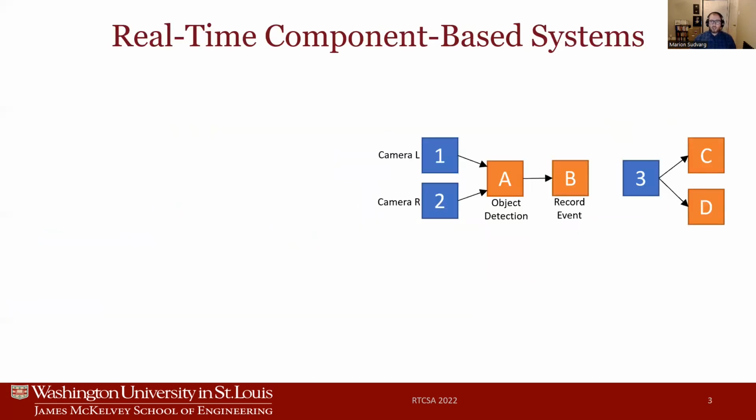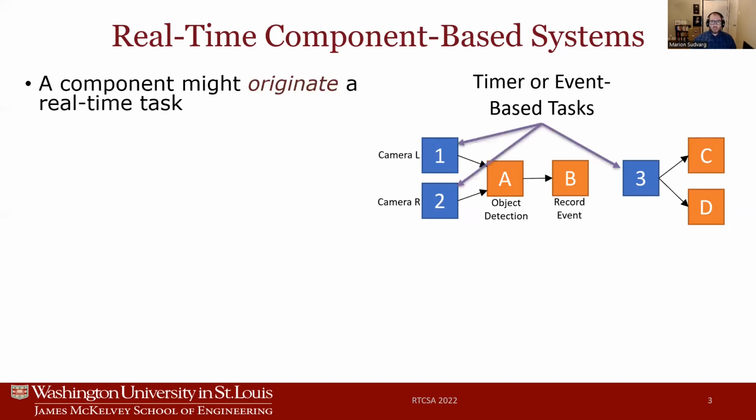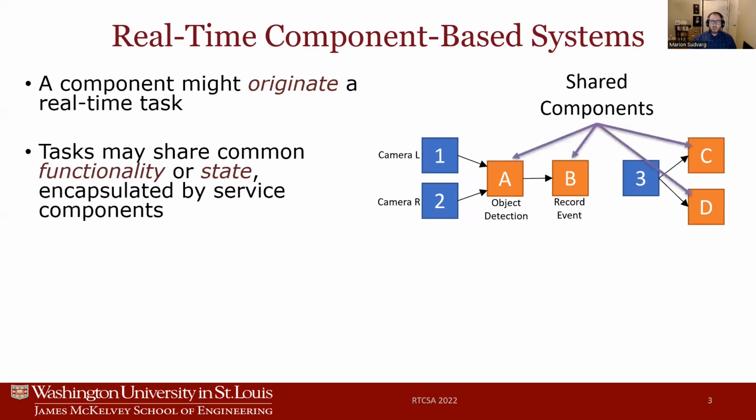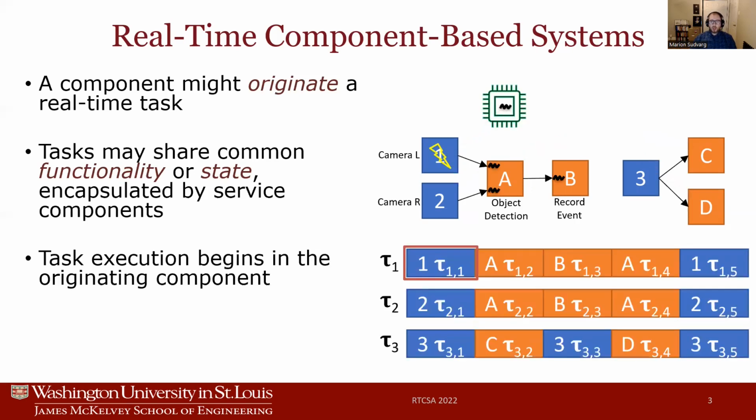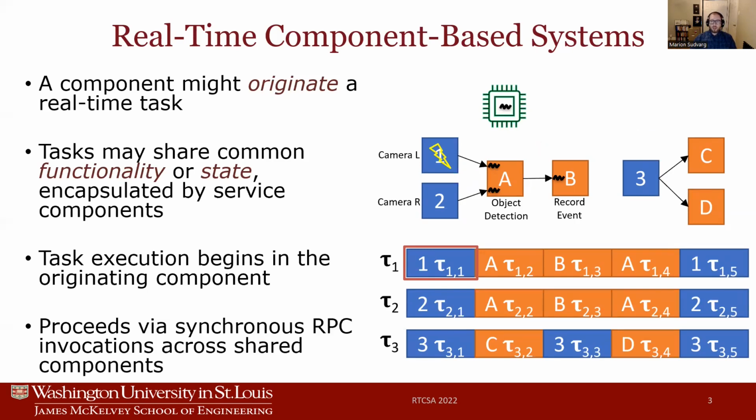For this work, we consider real-time component-based systems. A component might originate a timer or event-driven task. For example, a component encapsulating camera functionality might poll the camera imaging sensor at a given rate. Tasks may then share common functionality or state, which is then encapsulated within connected shared components.